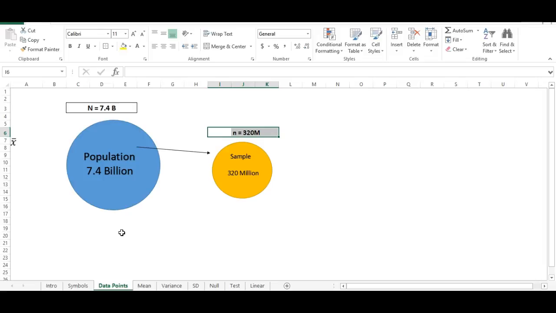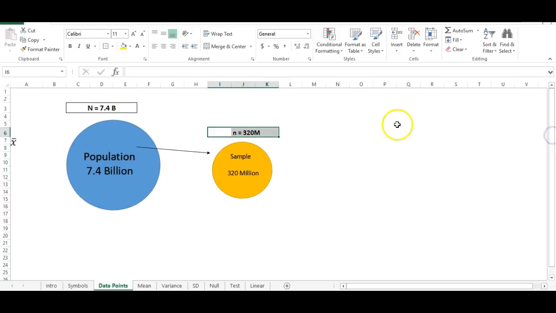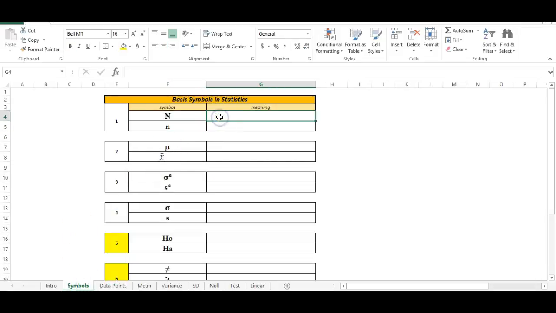If someone was to ask, well, what are the data points in the population? We would say 7.4 billion. And we would denote that with a big N or a capital N. N equals 7.4 billion data points. Same thing with our sample. We would denote our data points of 320 million with a small n equals 320 million. So big N, population data points. Small n, sample data points.